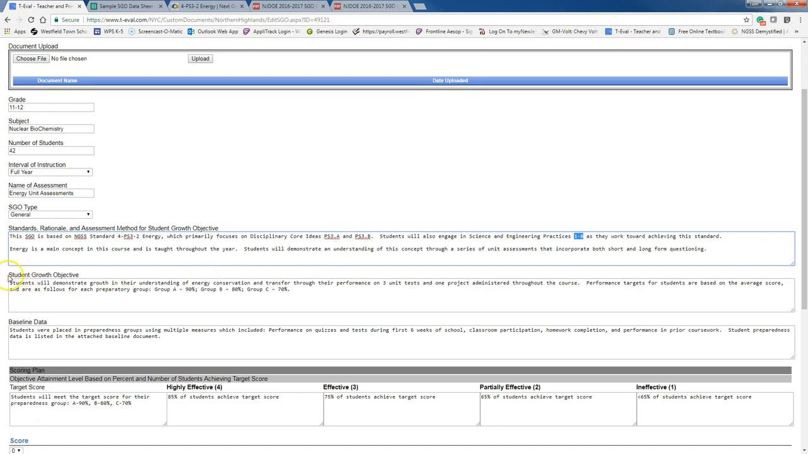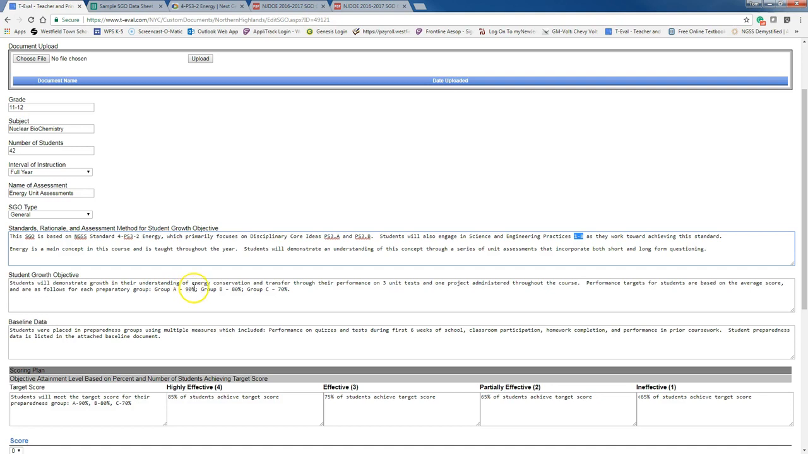So here's where the actual wording of the SGO is. Students will demonstrate growth in their understanding of energy conservation and transfer through their performance on 3 unit tests and a project administered throughout the course. Performance targets for students are based on the average score and are as follows for each preparatory group. So, and this is arbitrary, this is something that you would have to decide. I figure my highest preparatory group, this would be my highest achieving students.